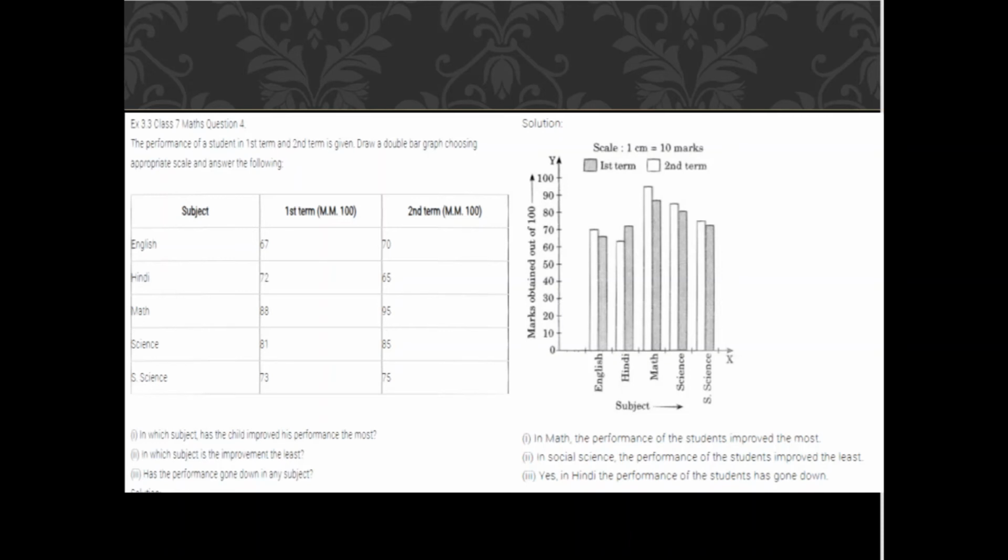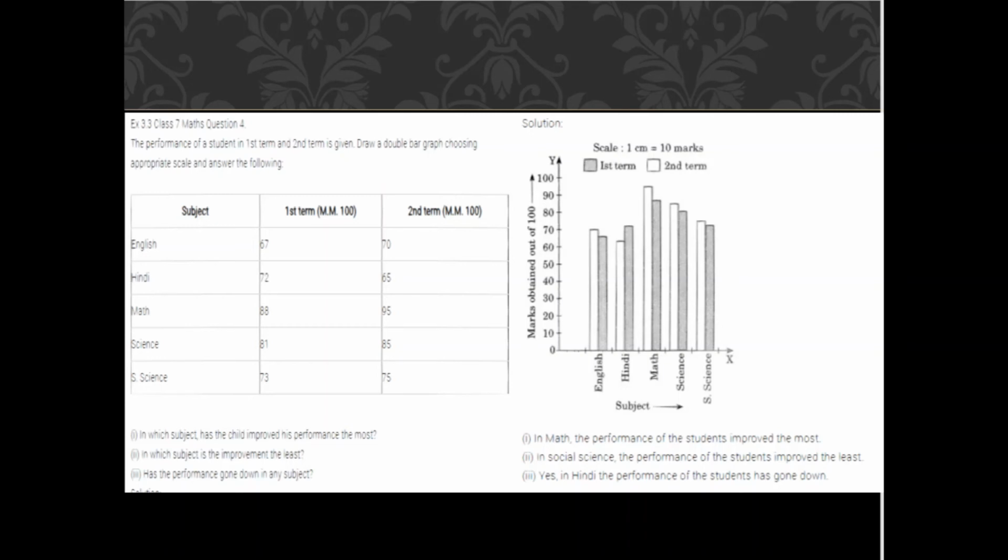In this, subject, first term and second term, we have to make the double bar graph. In which subject did the child improve his performance the most? In maths, the performance of the student improved the most, but the readings which are given for the first term marks and the second term marks, we have to display in the bar graph. In which subject is the improvement least? In social science, the performance of the student is the least.